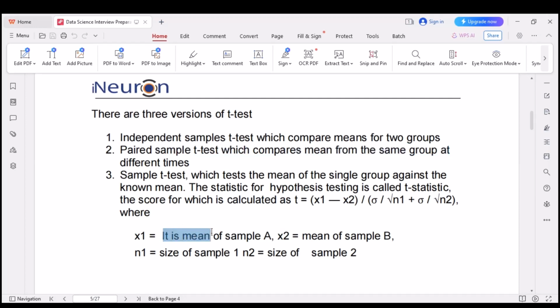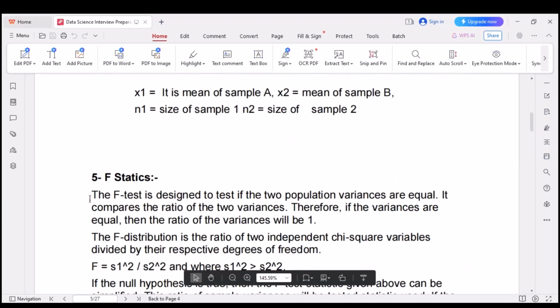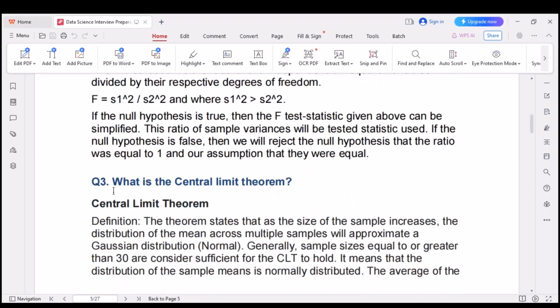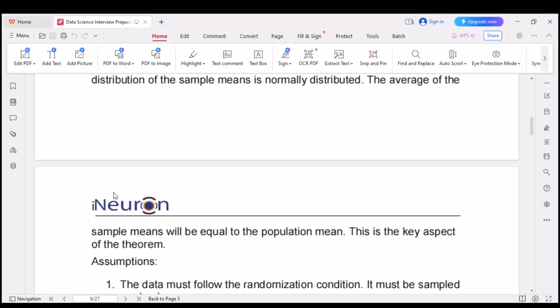X1 is the mean of sample A, X2 is the mean of sample B, N1 is the size of sample 1, N2 is the size of sample 2. Okay, so in the next video we will understand what the central limit theorem is.